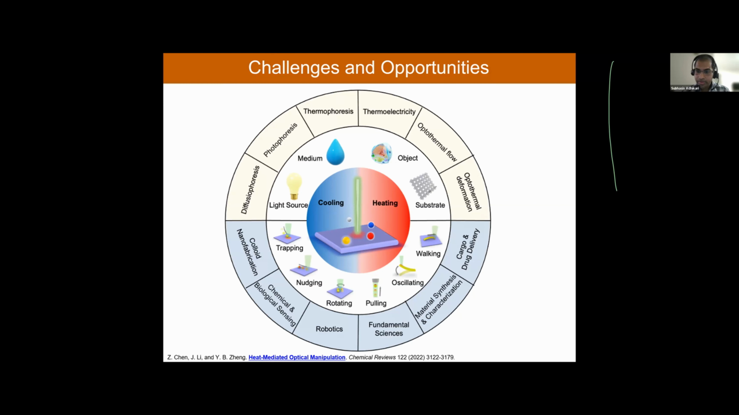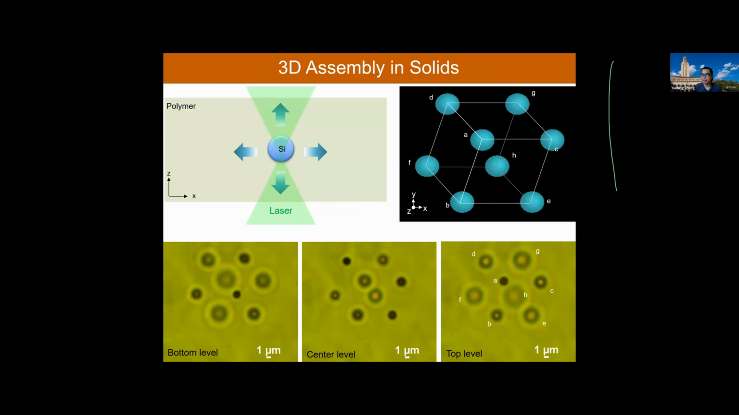Question from Godoy: how do you push the particles to different Z positions at the very last slide? Yes, in this case, we are using what is called a thermal capillary force. Depending on the laser focus point position, we are able to push along the X, Y, Z directions.